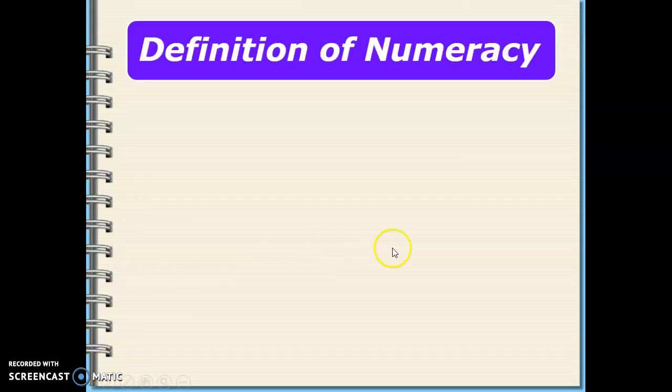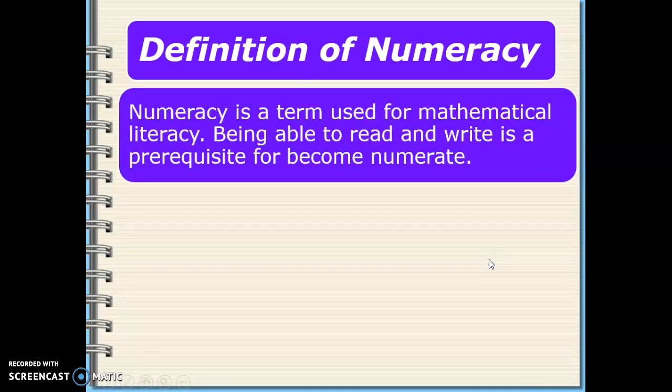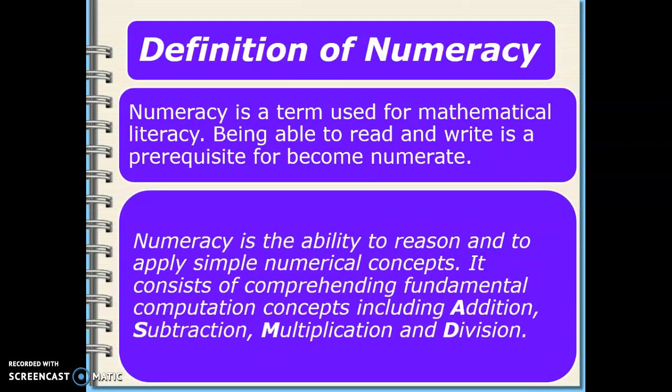Let's start with the definition of numeracy. Numeracy is a term that's used for mathematical literacy. In order for someone to be numerate, they will need to be able to read and write as a prerequisite for learning numeracy. A simple definition of numeracy is that numeracy is the ability to reason and to apply simple numerical concepts. It consists of comprehending fundamental computational concepts. These include addition, subtraction, multiplication, and division.